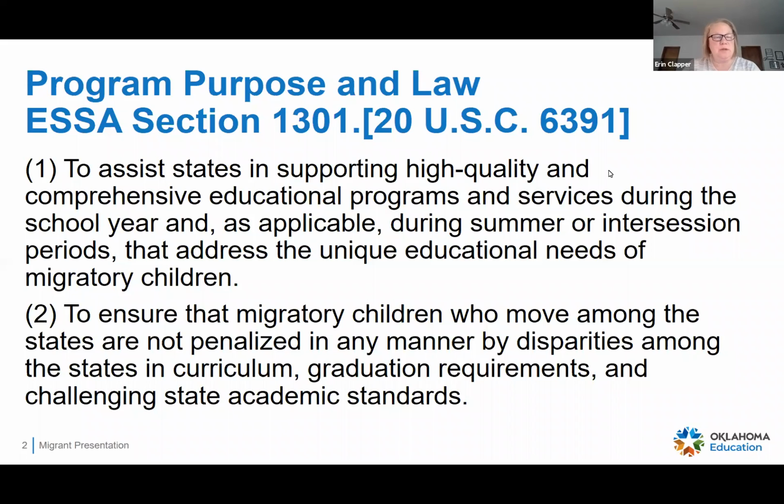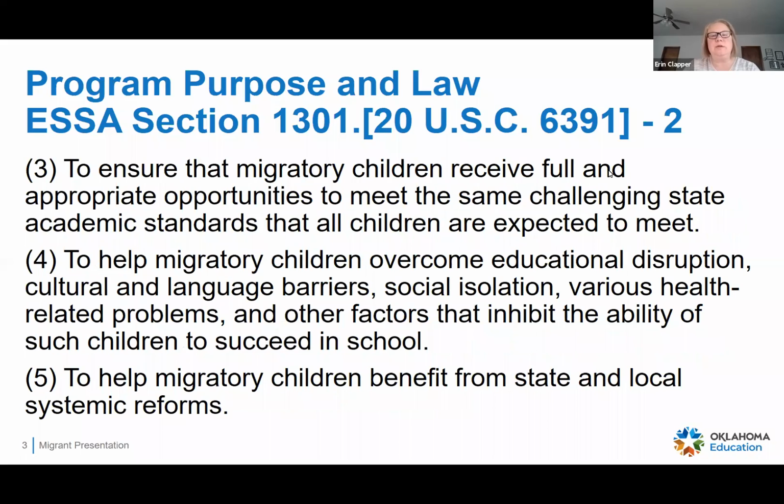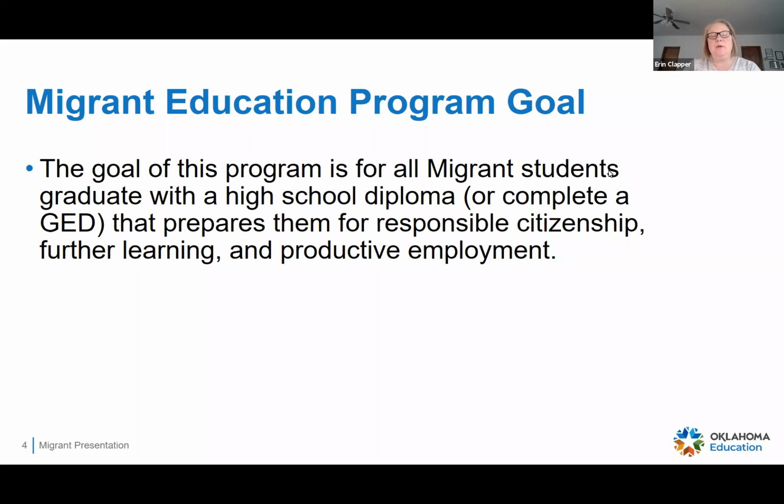So that's number one. Two is to ensure that migratory children who move are not penalized, so that they can meet the same curriculum, the graduation requirements, and the standards as everyone else. Three, to ensure that migratory children receive full and appropriate opportunities, again, to meet the same academic standards that all children are expected to. Four, to help migratory children overcome educational, cultural, and language barriers and other factors that inhibit such children to succeed in school. And five, to help them benefit from state and systemic reforms. And again, the goal, just like most programs, is to have them succeed and graduate with a high school diploma or a GED that prepares them for responsible citizenship, further learning, and productive employment.